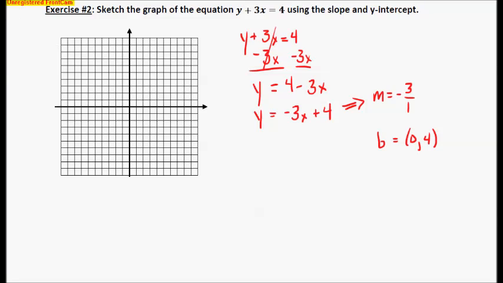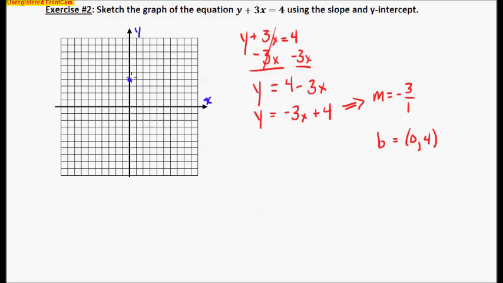All right, so let me switch over to the coordinate axes here. I'm going to label my x and y. And I'm going to do the same thing I did in the previous exercise. One, put it in y equals mx plus b. I did that. Two, I'm going to use the y-intercept, which is (0, 4). So I go over to (0, 4) and put a dot.